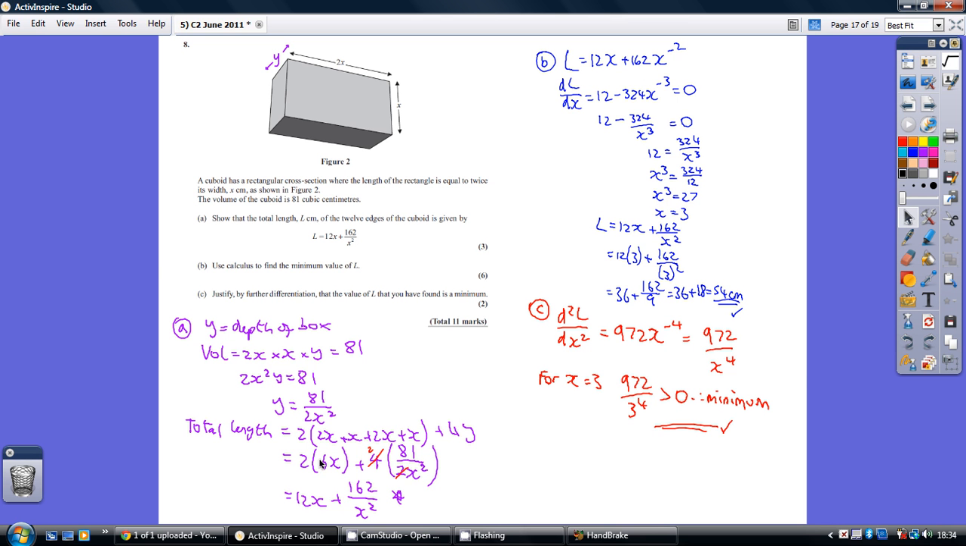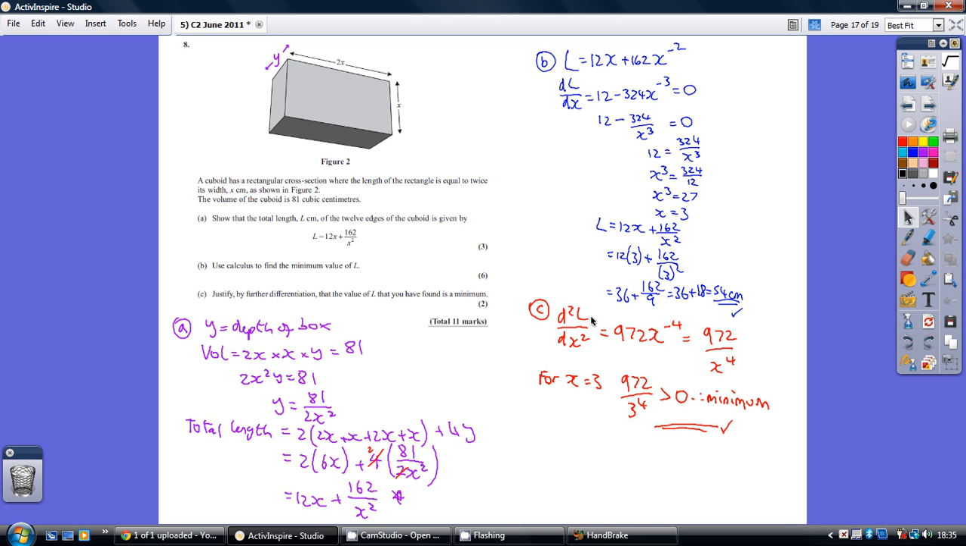So we know that L equals 12x plus 162 over x squared, which we were asked to show beforehand. We've just worked out that x is 3, so substituting 3 into this, we get the minimum value of L being 54 centimeters. Now, to prove that this is a minimum, we need to double differentiate and then show that this is greater than 0.